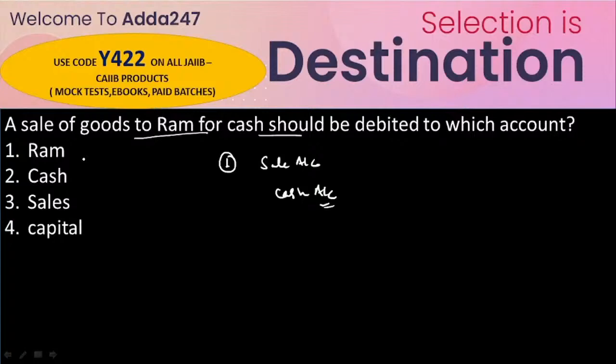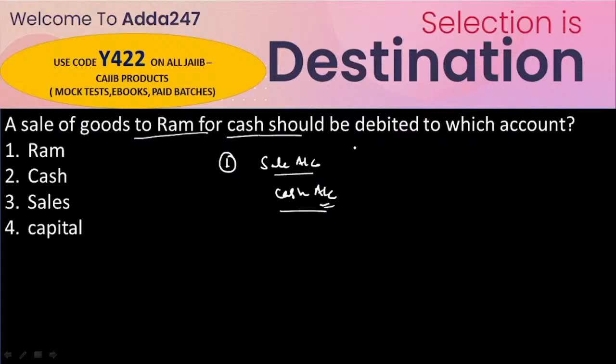Suppose that in the question it says sale of goods to Ram for cheque, where Ram issued a cheque for this. Then the bank account would be included, and the bank account is also an asset for us, so that's why the bank account also comes under the real account category. Okay, so if cash is mentioned here, that means the second account is the cash account, along with the sale account.